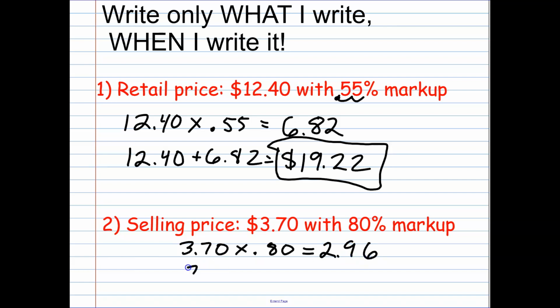Step 2, since we're marking up, we need to add that on. So we have the 3.70 that they started with, plus the 2.96 that they want to make by selling whatever the heck this is. So then I'm going to press plus 3.7. Ooh. And they're going to sell it for $6.66.